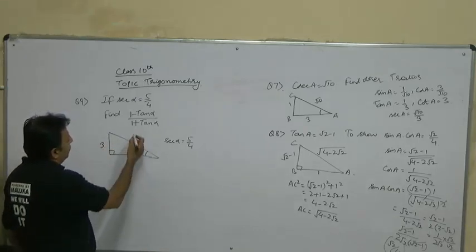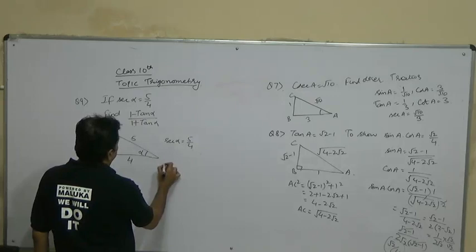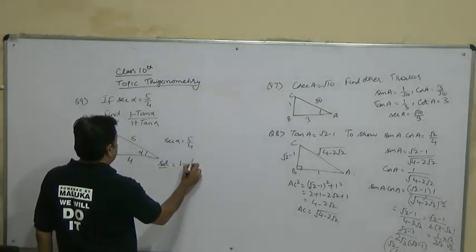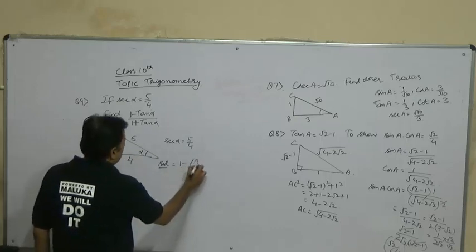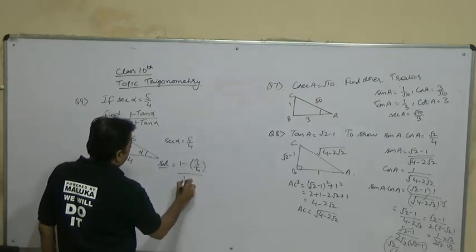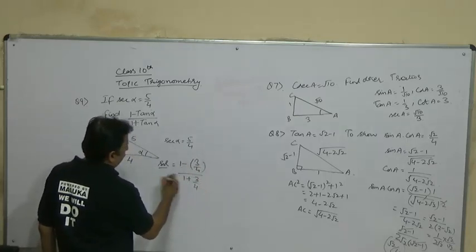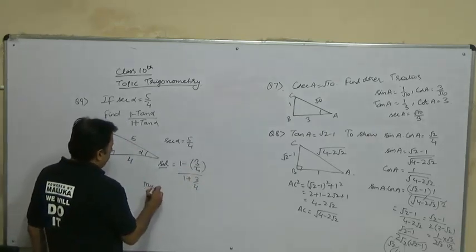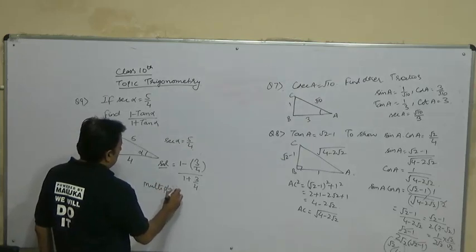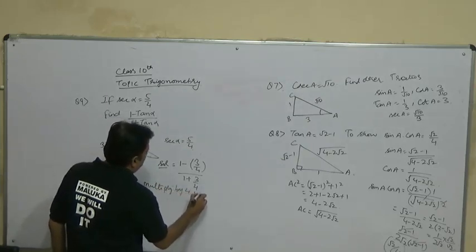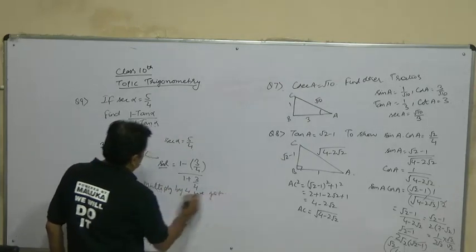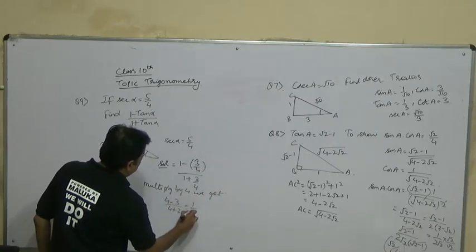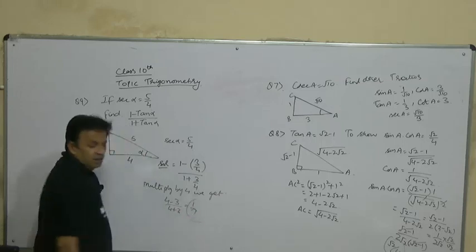And what we want to evaluate is 1 minus tangent. So the solution is (1 − 3/4) upon (1 + 3/4). So multiply the equation by 4, multiply by 4, we get (4 − 3) upon (4 + 3), which is 1 by 7. So this will be the result here.